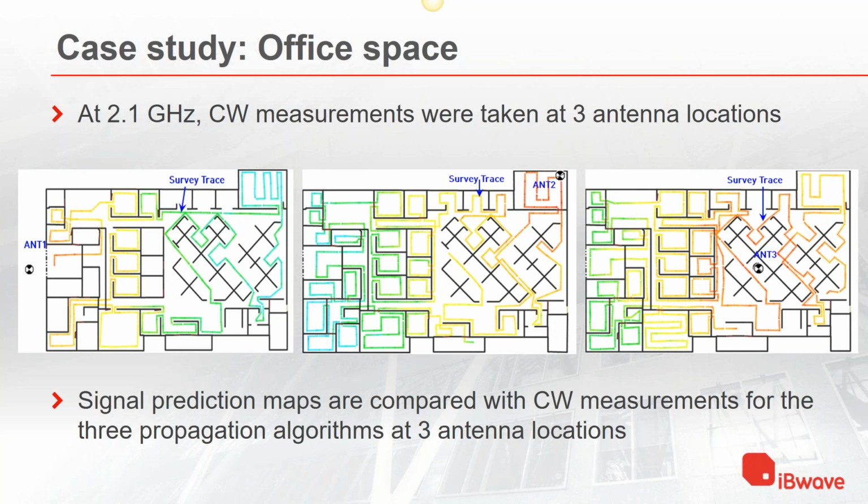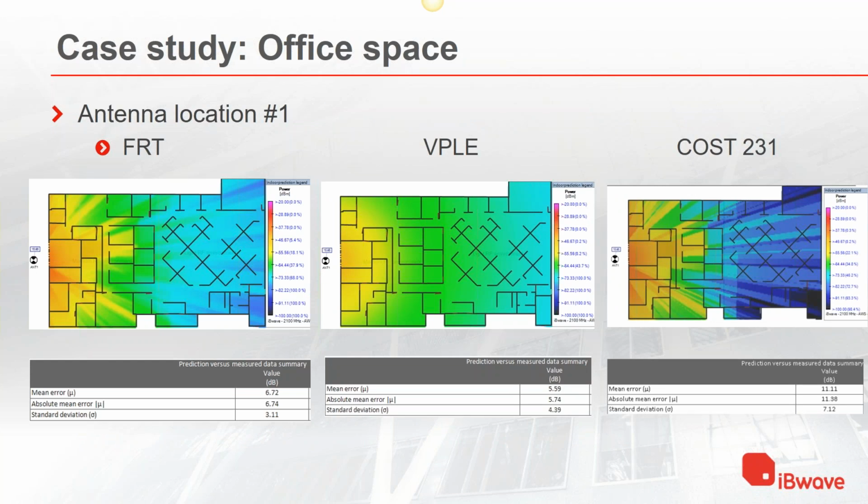So having said that, what we are going to do is signal prediction maps for those 3 antenna locations and compare with CW measurements for all 3 propagation algorithms at those 3 locations and see what the accuracy is. Before I start diving into key performance indicators, I just want to invite you to stop and look at how those 3 look. For VPLE, we have a steady drop in signal, which is what we expected. But look at the difference between FRT and COST 231. There are a lot of shadows in this area, very unnatural looking. And you don't have that much in here. So how does that translate to accuracy?